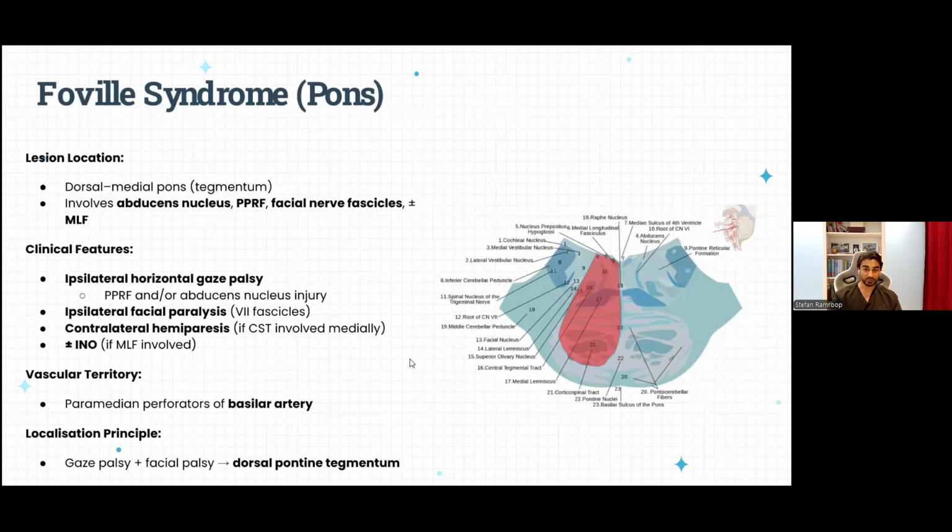Next is Foville syndrome, which is a lesion at the dorsal medial pons, specifically around the facial colliculus. The hallmark here, or one of the key points here, is involvement of the abducens nucleus. Unlike abducens fascicle lesions, which cause only impaired abduction, a nuclear lesion produces a horizontal gaze palsy on the side of the lesion. And this is because the abducens nucleus is the horizontal gaze center. It drives both the ipsilateral lateral rectus and, through the MLF, the contralateral medial rectus.